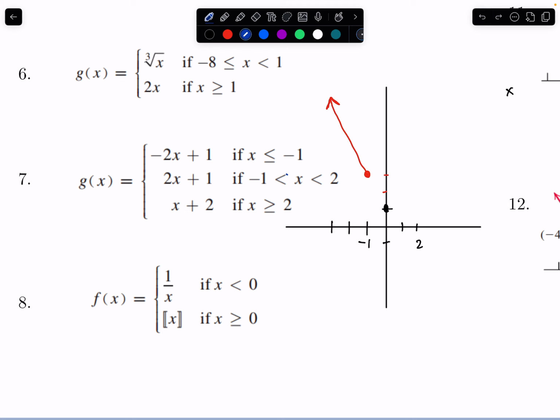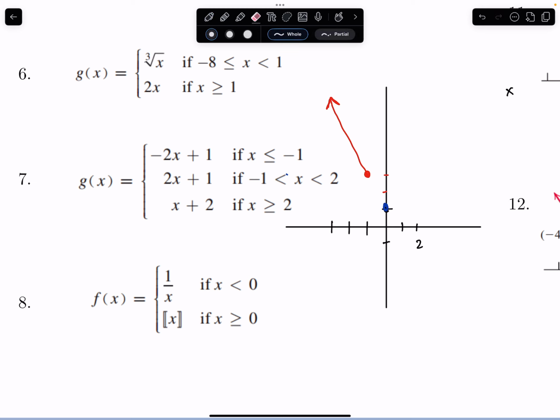Okay, next part of the line, this part we'll do in blue. This is 2x plus 1. So same intercept right here, right? 2x is a +2, so +2 slope. And that goes from -1, but open this time.